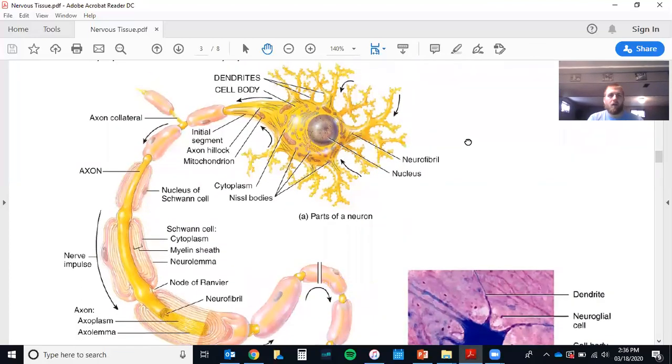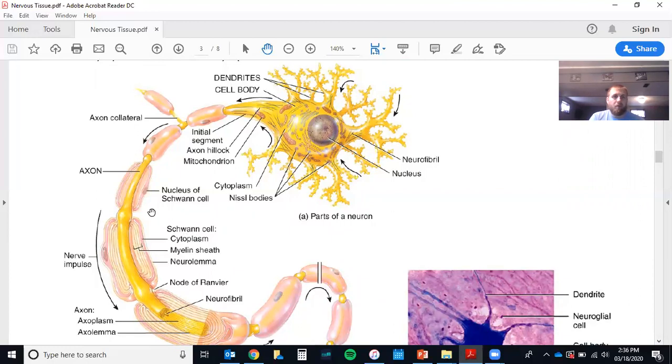Now this neuron happens to be myelinated, which means it's covered in what we call a myelin sheath, produced by cells called Schwann cells that we'll talk about. Not all myelin is formed by Schwann cells. We also have another type of cell that creates the myelin sheath around the axons. We'll talk about those here in just a minute, a couple slides from now.